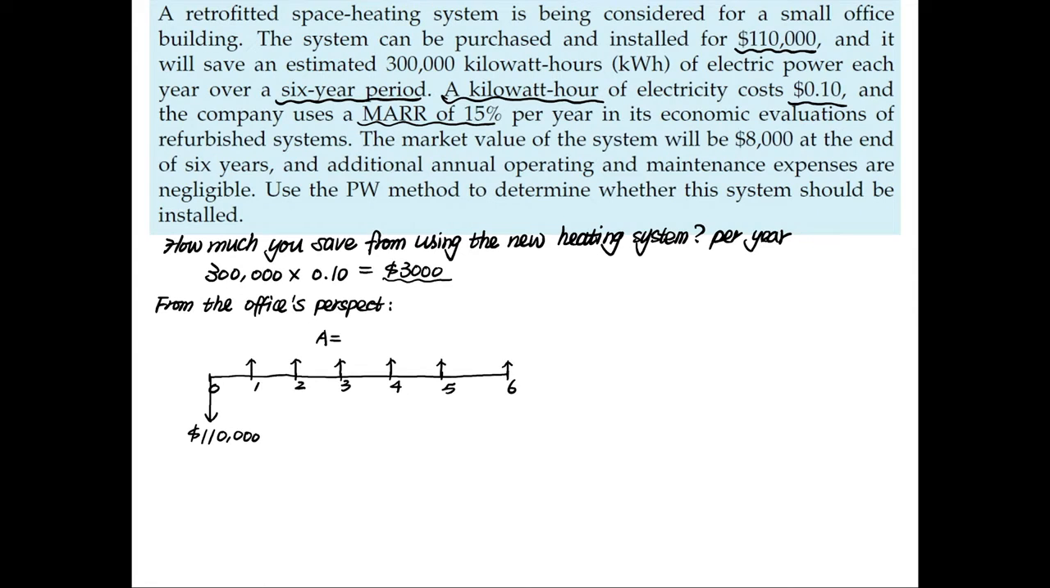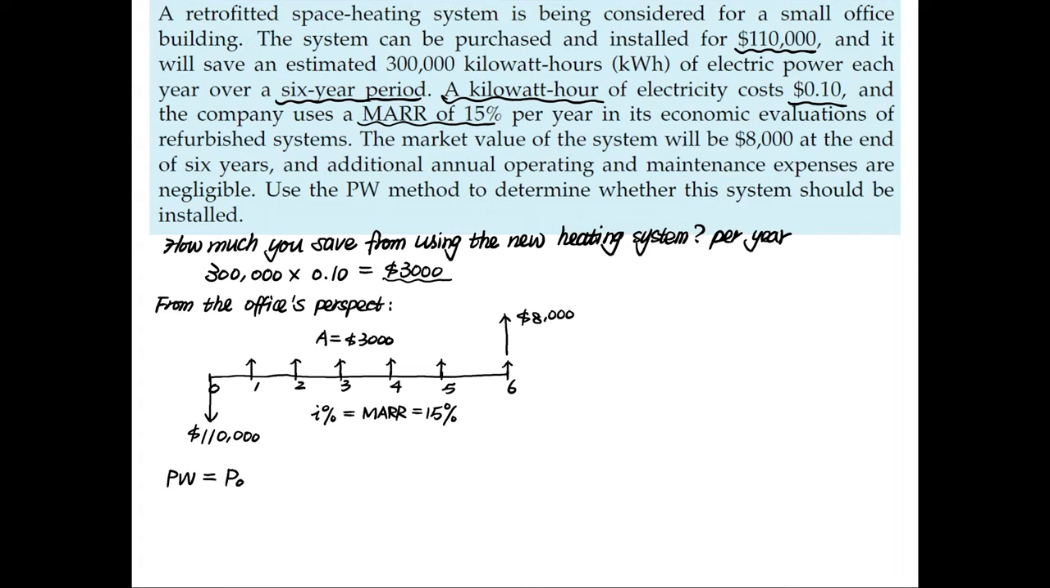Okay, so A is the annual saving. And at the end of the 6 years, you can sell that system. Market value is $8,000. That's another receiving at the end. So it's another $8,000. All right. And your i% is MARR, which is 15%. Okay. So that's your cash flows. And then the same thing, you want to convert all of them back to the present time. So actually your question is, what is the present worth?